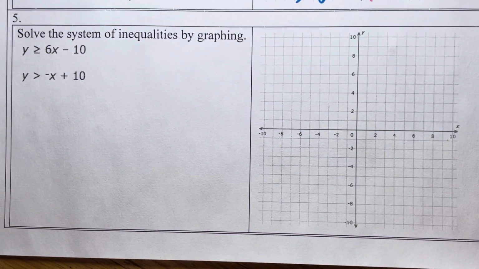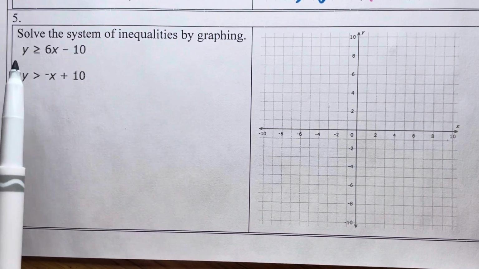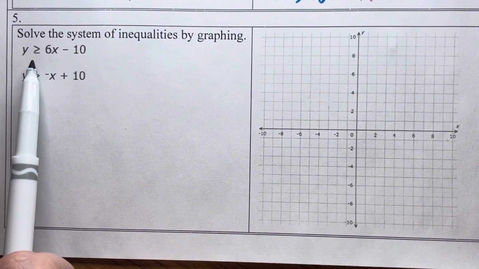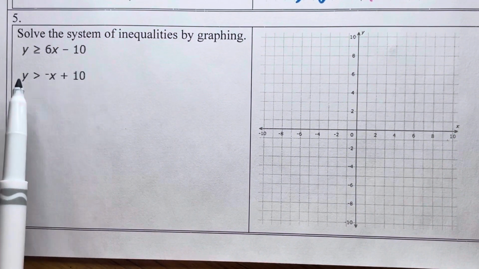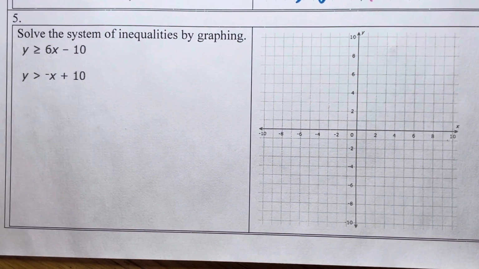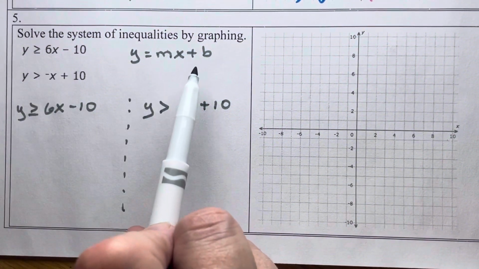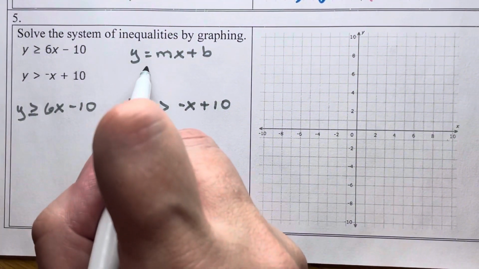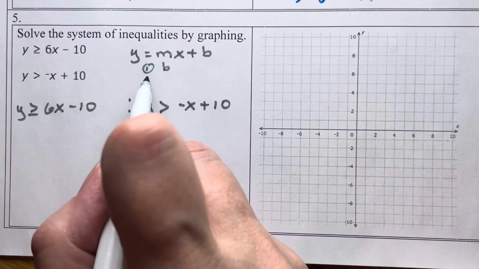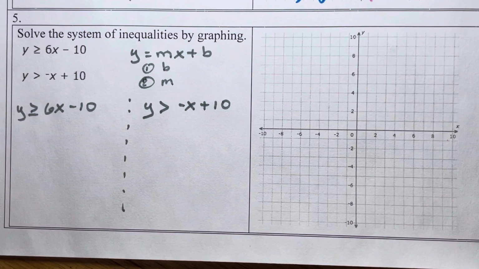For our fifth and final example, we're going to solve the system of inequalities by graphing, where y is greater than or equal to 6x minus 10 and y is greater than negative x plus 10. As both of our inequalities are of the slope-intercept form, that tells us that we are going to need to start this process by finding the y-intercept and then its corresponding slope. Let's see what we've got.